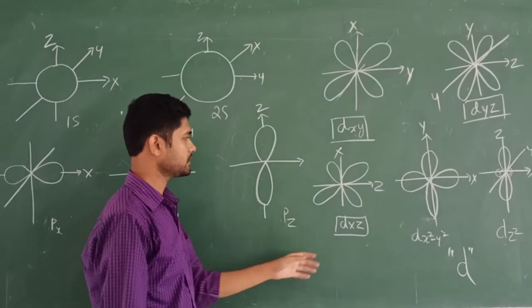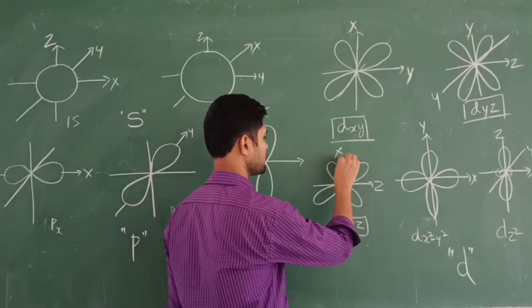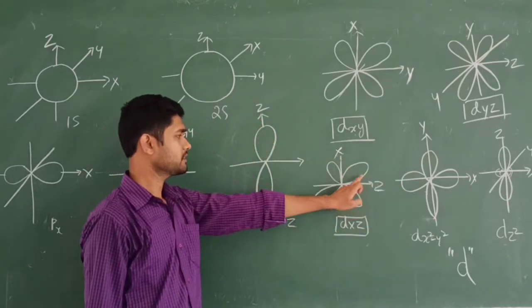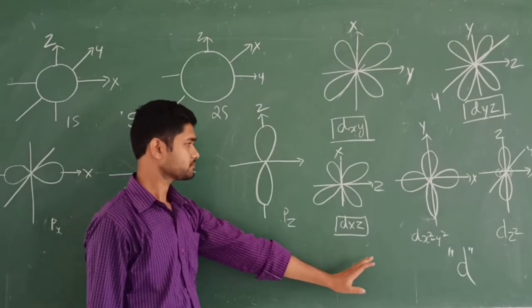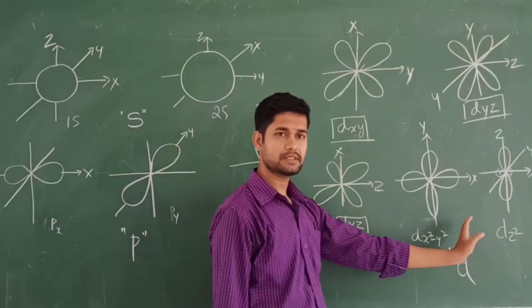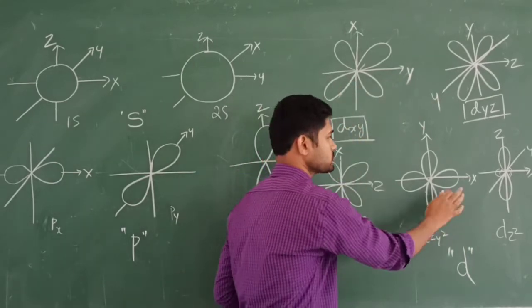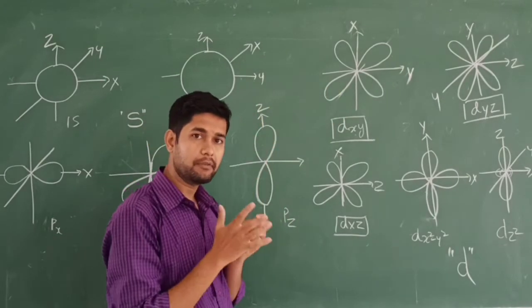Coming to dxz, this is a coordinate system. This is the x-axis, z-axis. Between the x-axis and z-axis, the orbitals are located. Its name is dxz. Then the last two. These three come in one category, because these orbitals are located in between the axes.